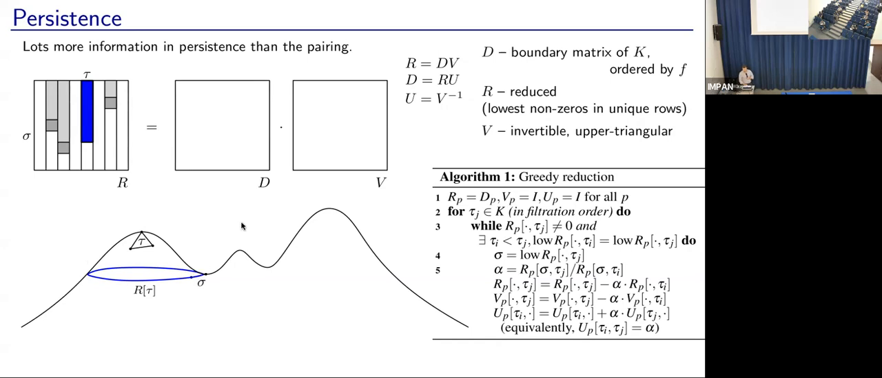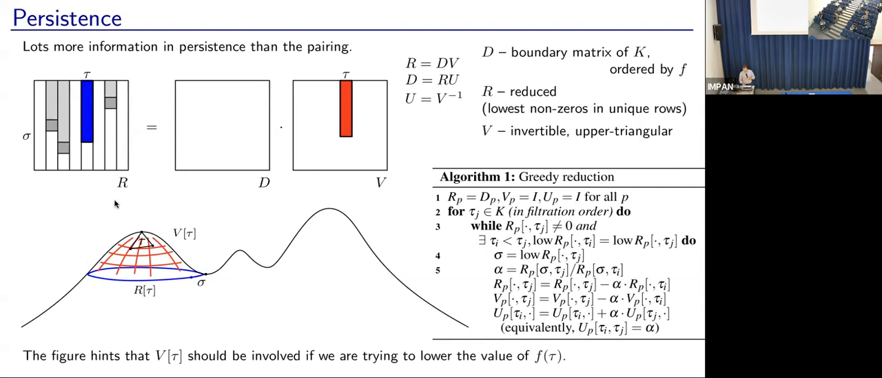But the column V also has an intuitive interpretation. It's simply the chain, exactly the two-chain whose boundary is this blue cycle. Just from the decomposition, because V of tau multiplied by the boundary gives you the R of tau. And this picture is somehow suggestive. If I wanted to get rid of this wrinkle, of this mountain, and push it all the way down, it's not difficult to see that it's exactly this red cap that I have to push down.